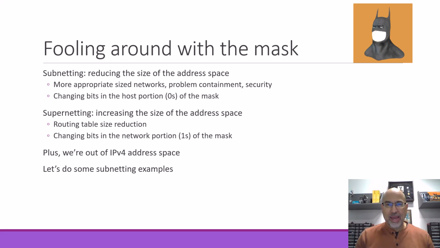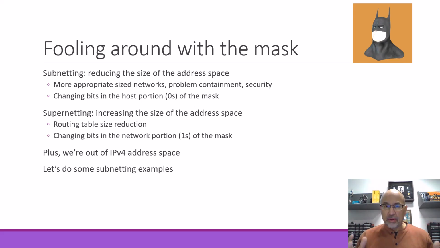The way that we get smaller address spaces is that we change the bits in the host portion of the mask. So when we're dealing with subnetting, we're looking at the zeros in the mask and we're going to convert those to ones. And when we're dealing with supernetting, also known as aggregation, then we are increasing the size of the address space, which is the exact opposite.